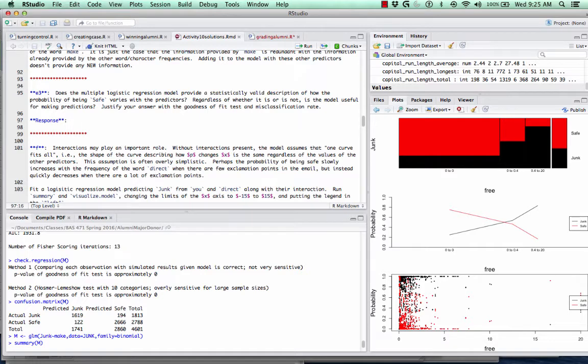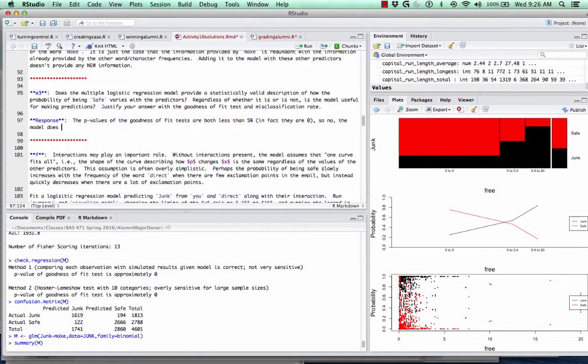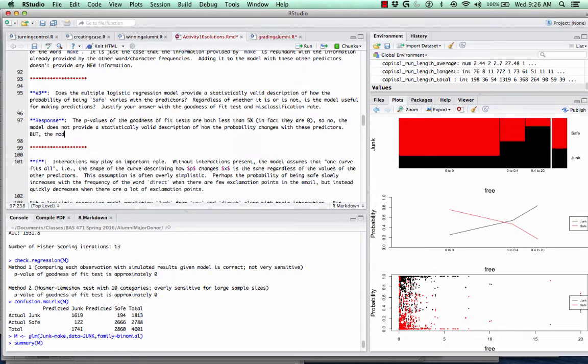So the p-values of the goodness of fit tests are both less than 5%. In fact, they are 0. So no, the model does not provide a statistically valid description of how the probability changes with these predictors, but the model actually is quite useful for making predictions.